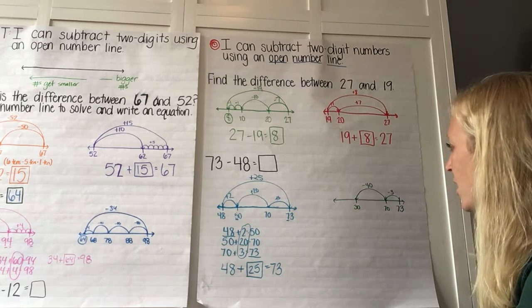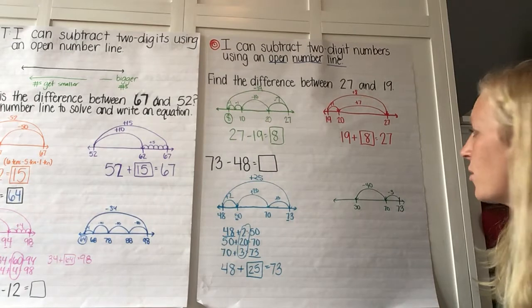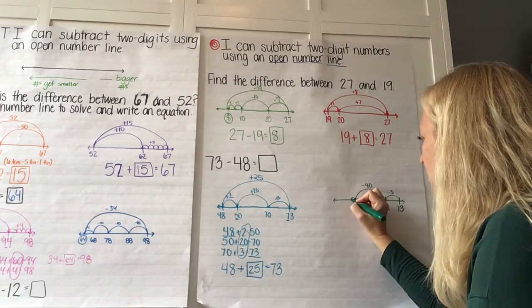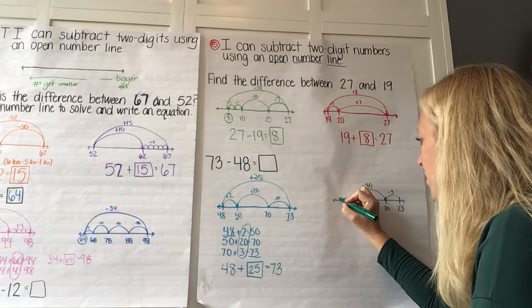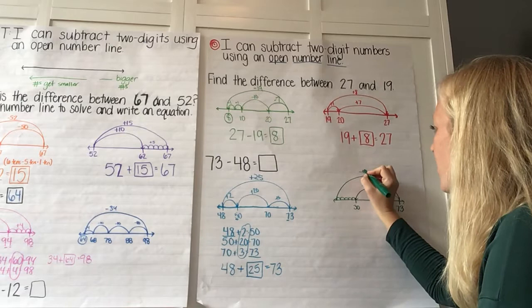30. Okay, and then what do you need to do? You take away some more to get to 48. So you've taken away how much so far? 43, 44, 45, 46, 47, 48. All right, so you're shooting for taking away 48.